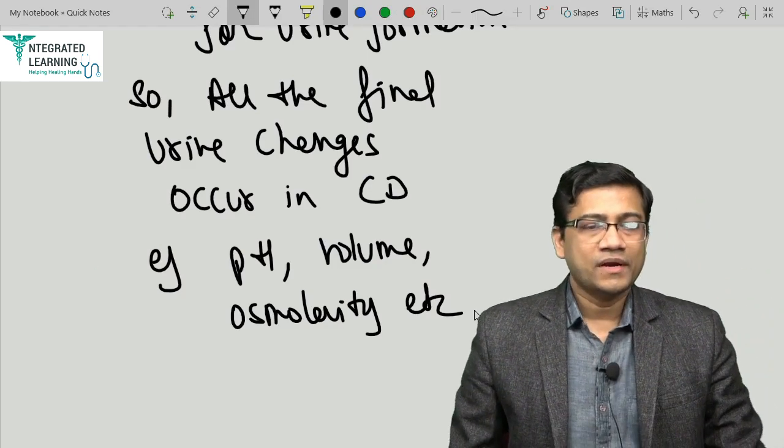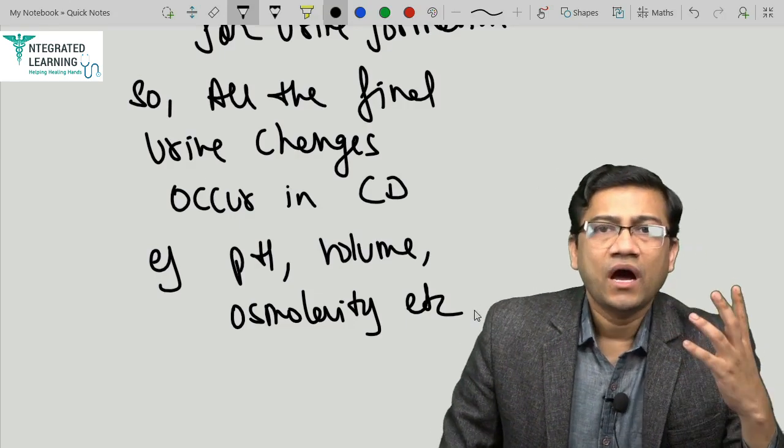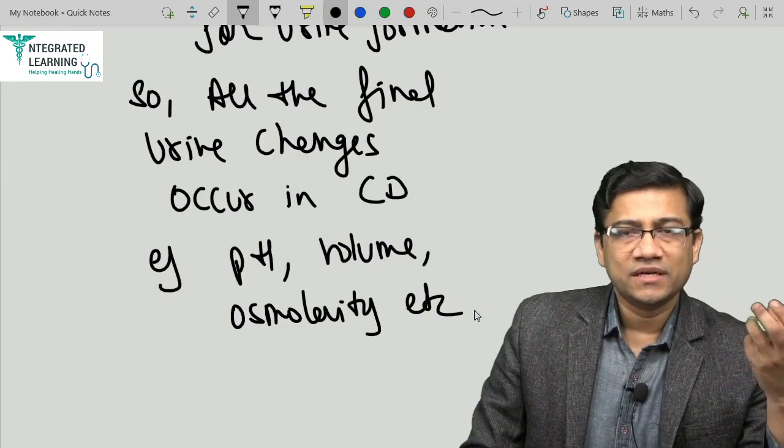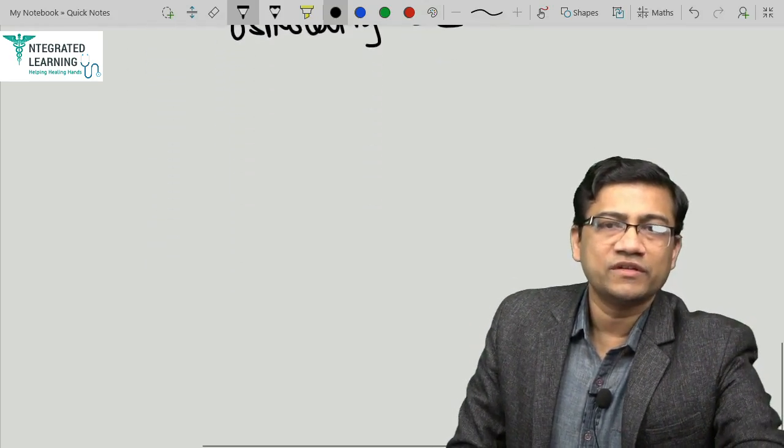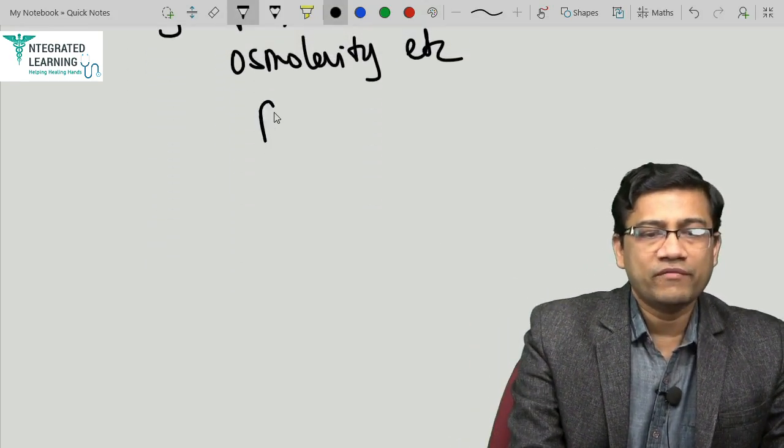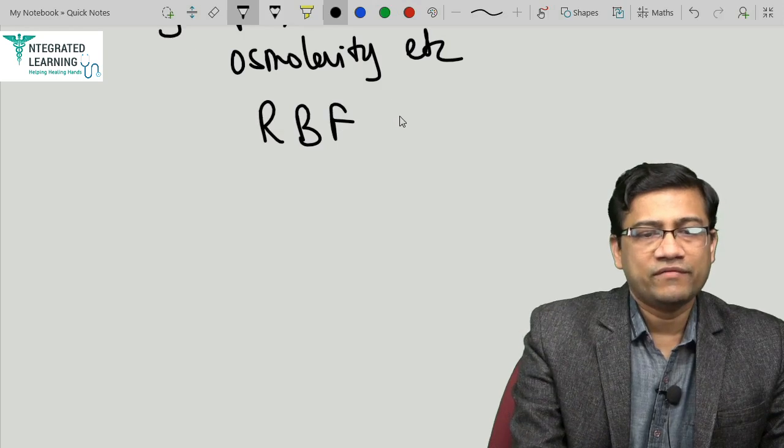Now we'll see how the blood supply comes to the kidney. So first, what is the value? Renal blood flow, RBF.